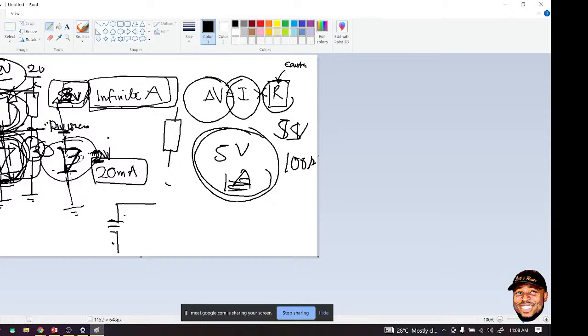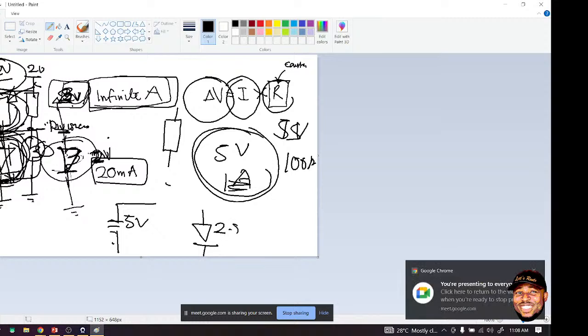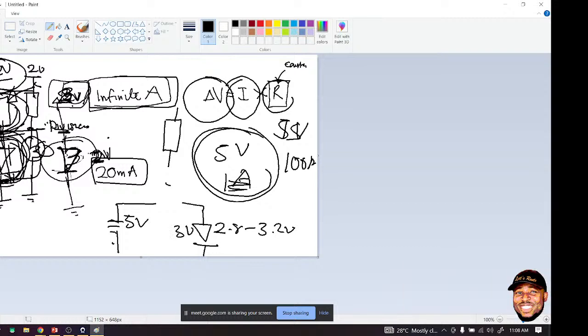So let's say my source here is 5 volts and I want to connect, for instance, a green LED. A green LED would usually work from 2.8 volts to about 3.2 volts. So let's say we target 3 volts. That means I have to deal with this extra 2 volts here. That means I will need a resistor to drop this extra 2 volts. Is that okay?